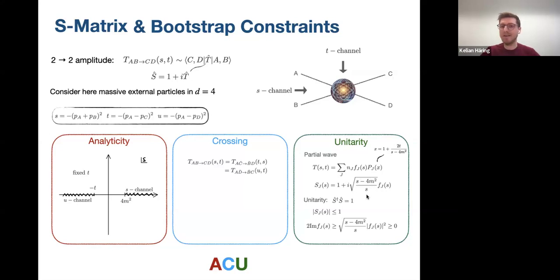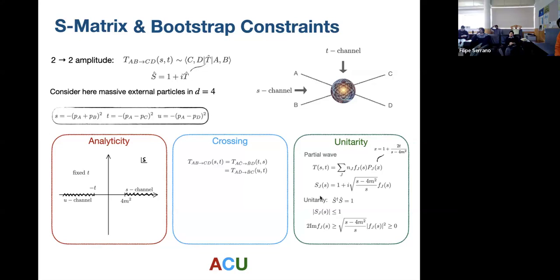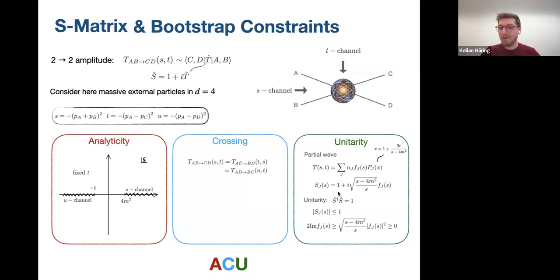amplitude with some kinematics. And in this notation, unitarity is simply a statement that the absolute value of this Sj is bounded by 1. In terms of Aj, it's simply a statement that the imaginary part of Aj is positive, but not only positive, it's also bigger than the absolute value square of Aj. Okay, so that's the 3 basic bootstrap constraints.